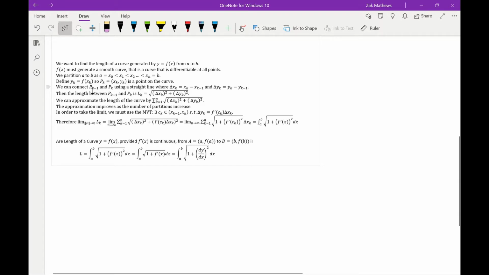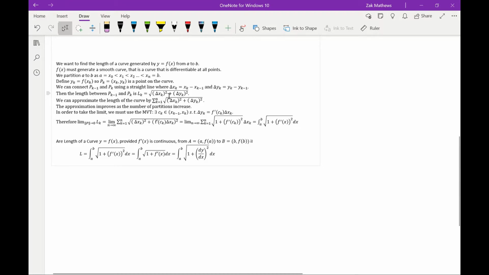We can connect Pk minus 1 and Pk using the straight line where delta xk is equal to xk minus xk minus 1, and delta yk is equal to yk minus yk minus 1. Simply the change in the x, the change in the y between 2 points. These are just 2 points along our curve. And then we can find the distance between those 2 points, the same way we did just a second ago in our linear case. The length of that curve between those 2 points is simply our distance formula.